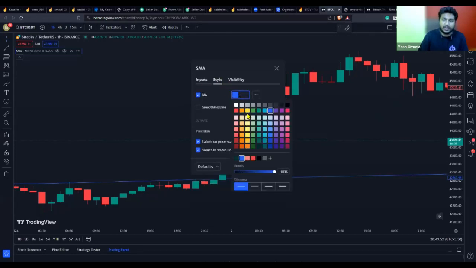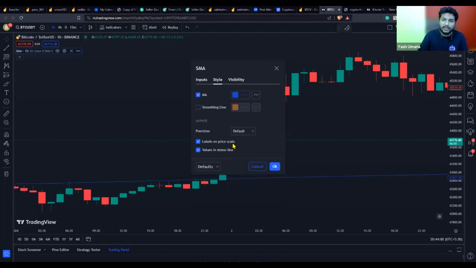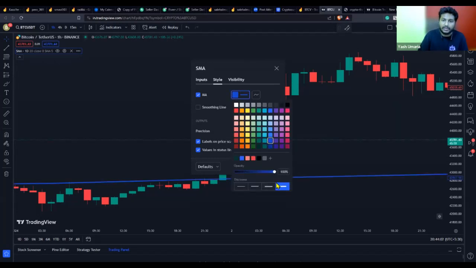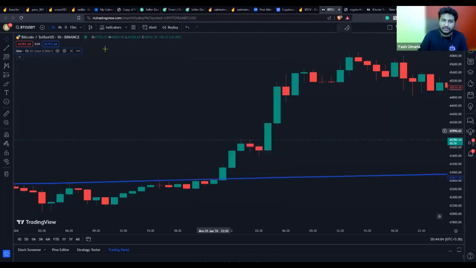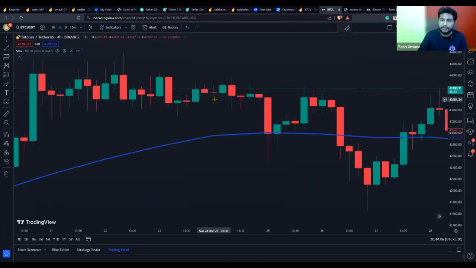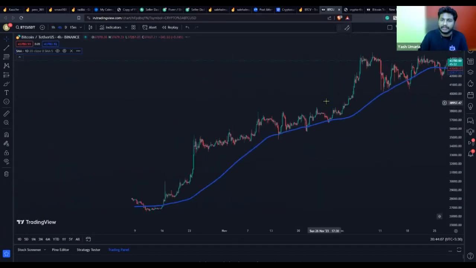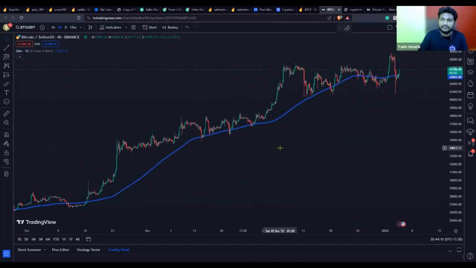In style, I can change the color of it. You can see I can easily change the color. So I am choosing blue. I like blue color on the screen. I can also make it a little bit thicker. So if I do something like this, now you can clearly see this blue line is a 20 moving average. The 20 simple moving average is this blue line.